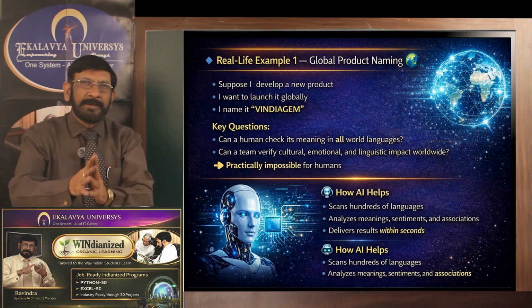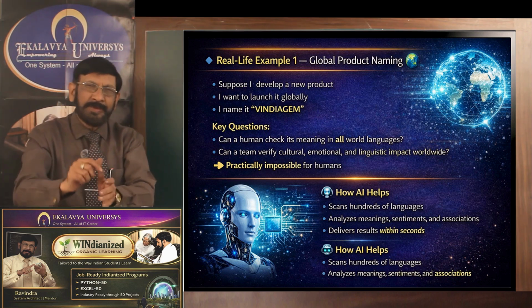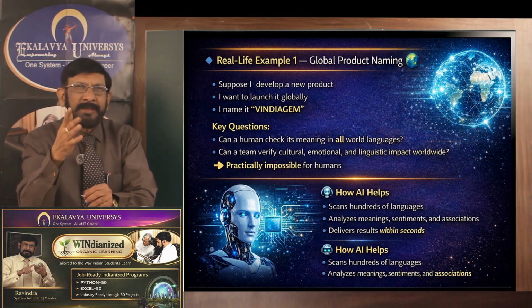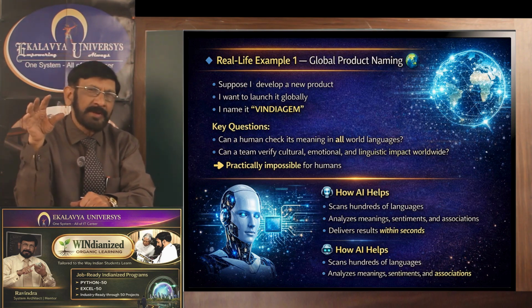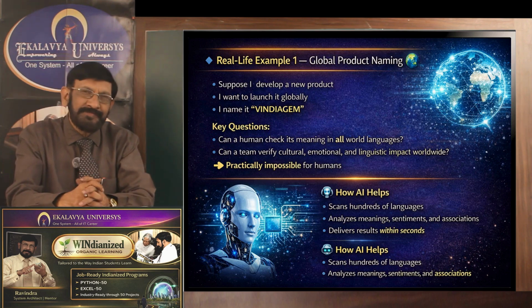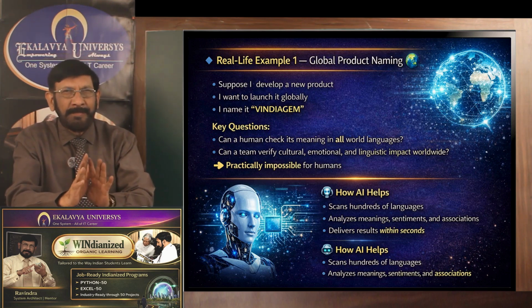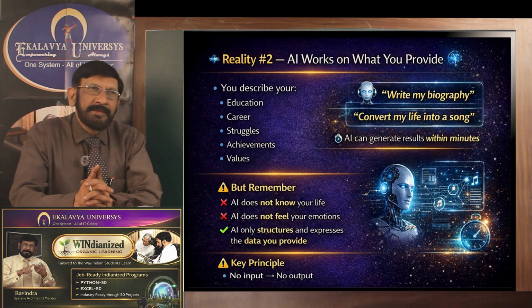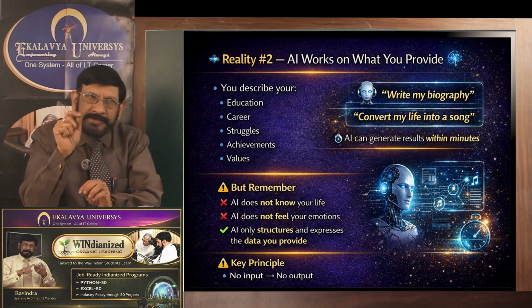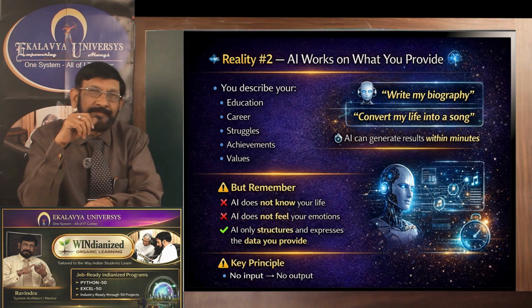Okay, now here you enter this task to AI. Within a minute, it searches all world languages, meanings and all that, and it gives you a report. That is the efficiency of the AI that we have to understand. The second reality is AI works on exactly what you provide, not more than that.